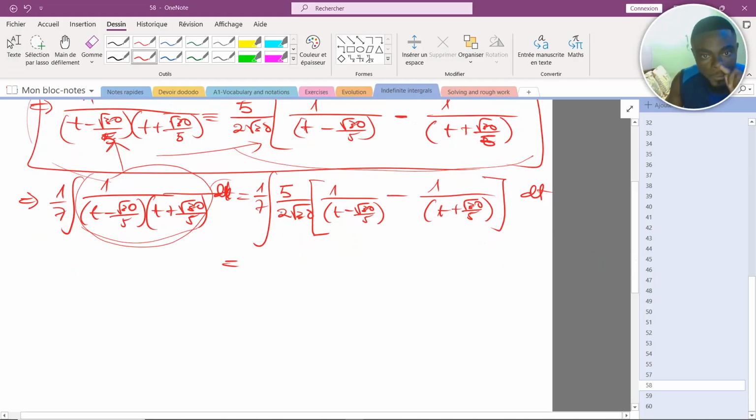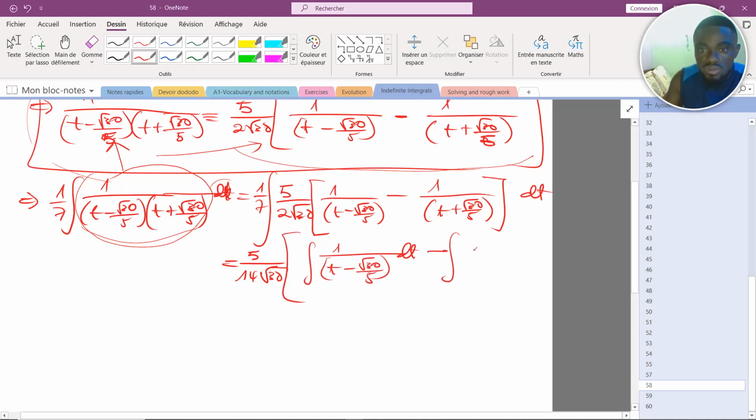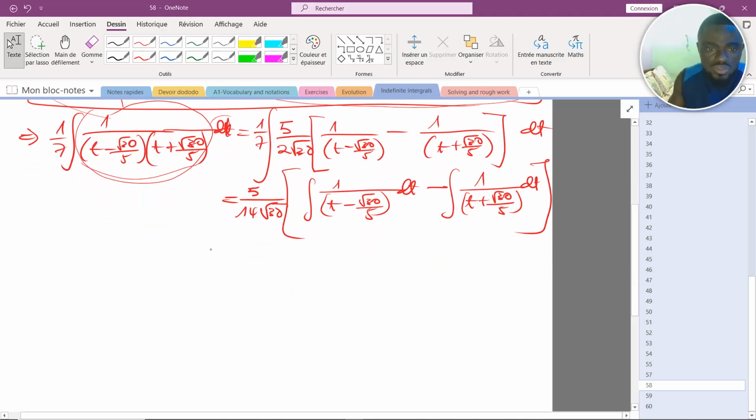Now, I'll bring this outside and let the integral enter. So this will give 5 on 14 root 30 into the integral of 1 all over t minus root 30 on 5 dt minus the integral of 1 all over t plus root 30 on 5 dt. So we close these big brackets. You see that things are very easy. So just make sure to go through each of the videos. You will master this integration well. It's a very simple topic.